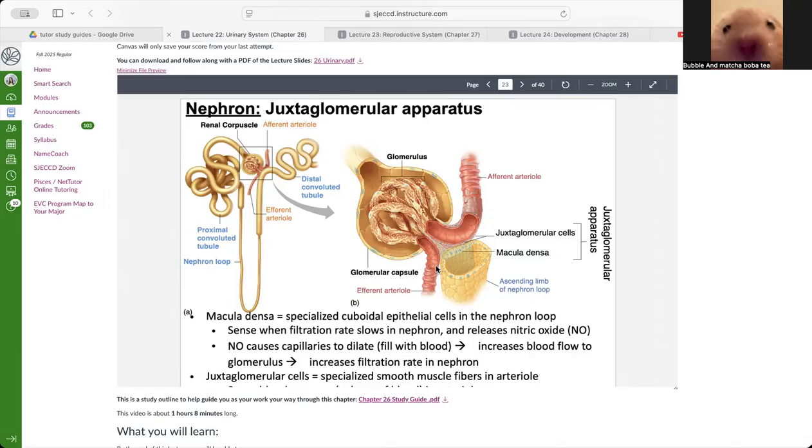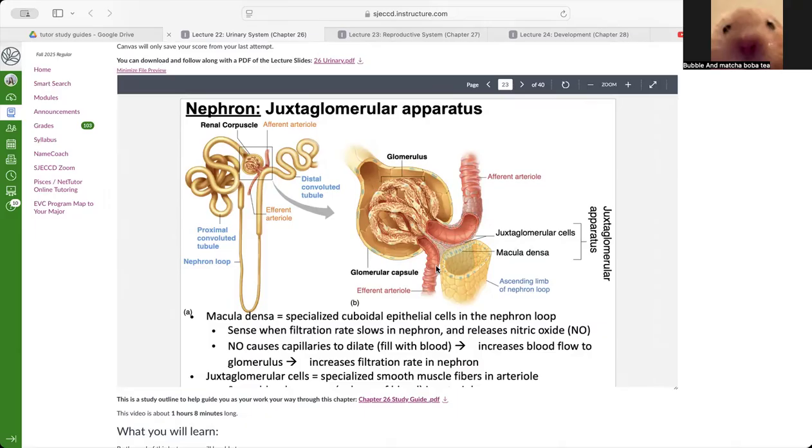So nitric oxide causes the capillaries to dilate to fill with blood and increase blood flow to the glomerulus and increase filtration in nephrons. With the release of the nitric oxide, all the blood vessels in the capillaries will get larger and more blood will come in, and the rate of filtrate is going to increase and make more urine and turn off the macula densa. So it increases urine flow if it drops. So basically, macula densa kind of filters the nephron and then releases the NO.